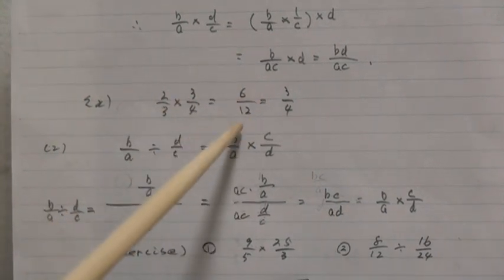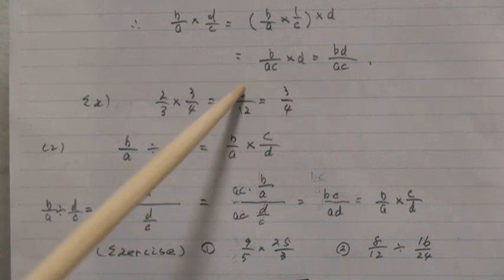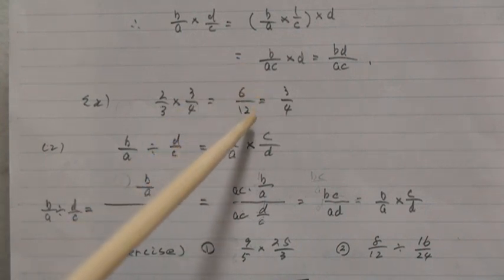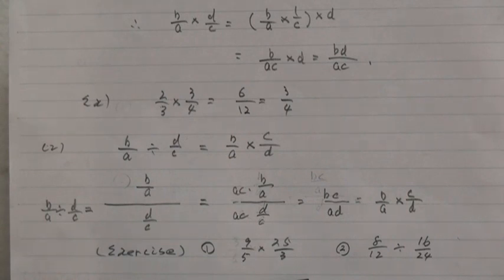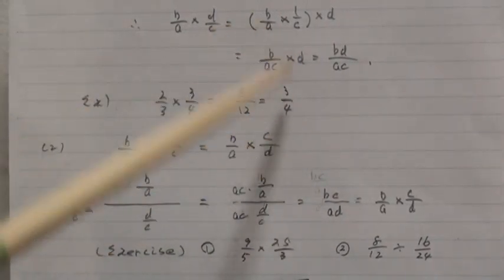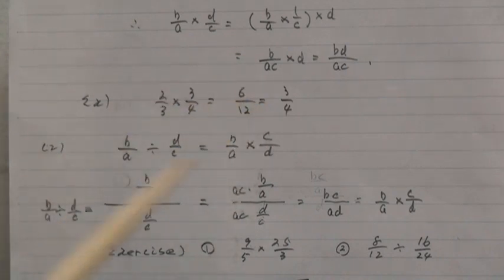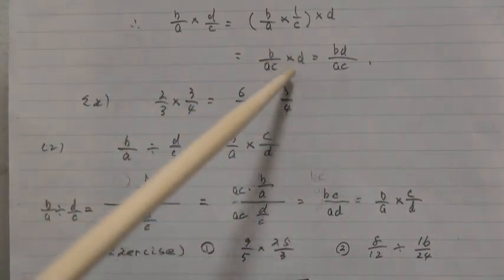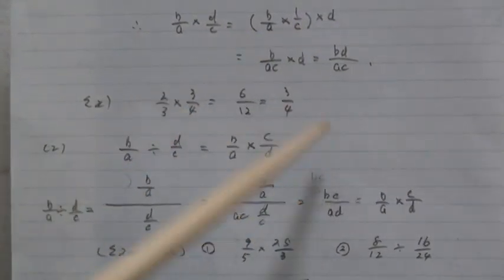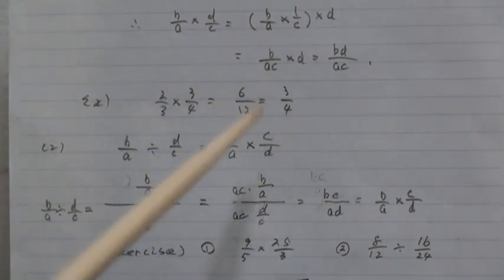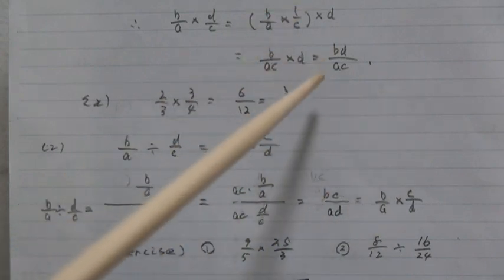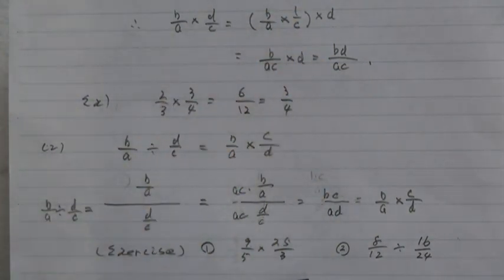Divide. This is divide 6 and 1 over 2. This is correct, 1 over 2. Okay?